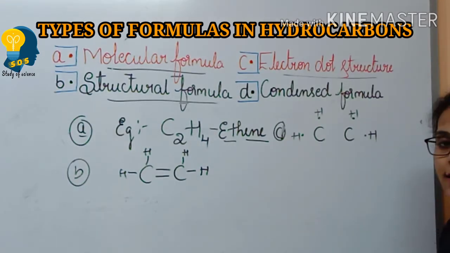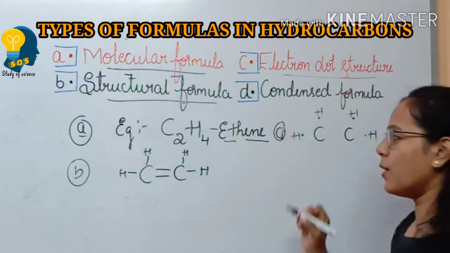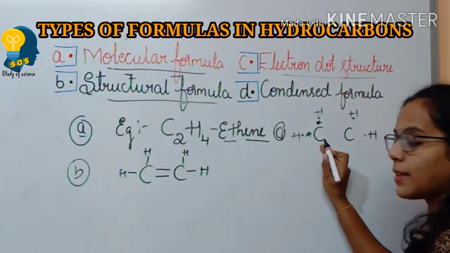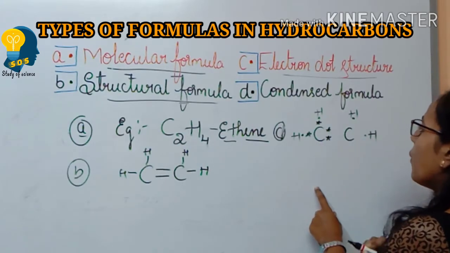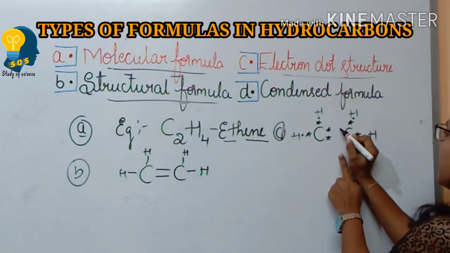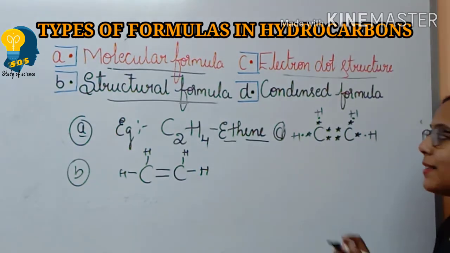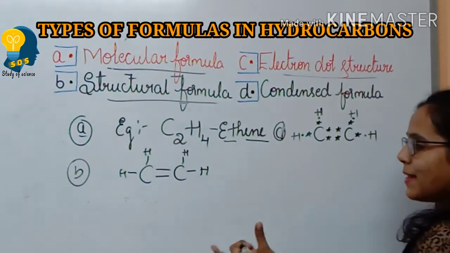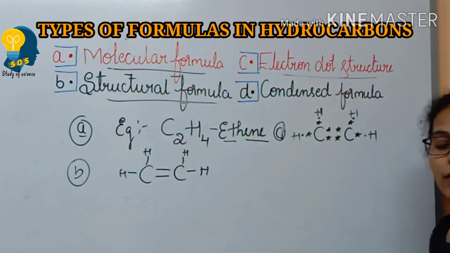Now let us write the valence electrons for carbon. What is the valence electron for carbon? It is 4. So let us write 1, 2. For this carbon I have written 2 and then 3 and then 4. And for this carbon it is 1 and then 2, 3, 4. Okay, so this is how we write the electron dot structural formula for ethene. It is very simple. If you look at the structural formula, it is very easy to write the electron dot structural formula.